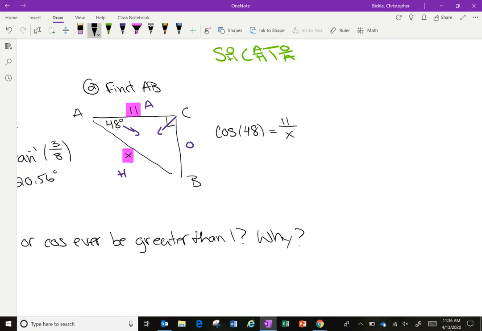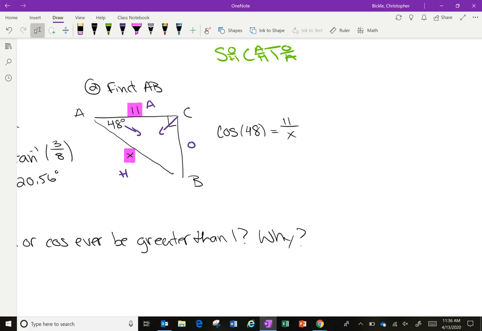Now, to solve this, if you remember our trick, when x was on the bottom, it always ended up as division. So if you just wanted to flip these two, the x goes here and the cosine of 48 goes here. That happens every time x is on the bottom, and you can do that. If not, we can solve it. Here we can multiply both sides by x because we've got to get x by itself. I've got x out of that denominator, and now I know that x times the cosine of 48 degrees is equal to 11, and I can divide by that cosine of 48.